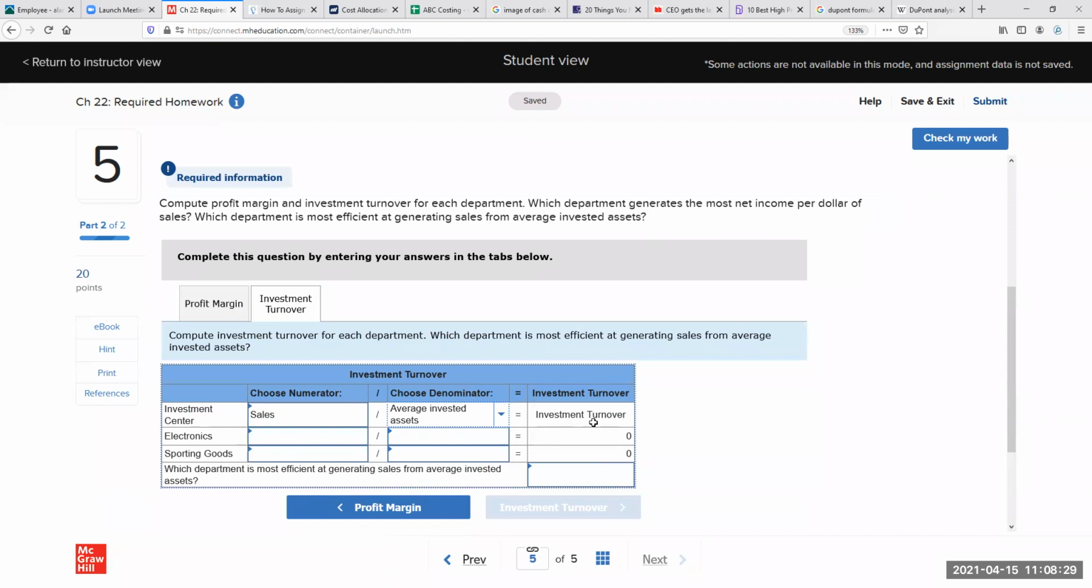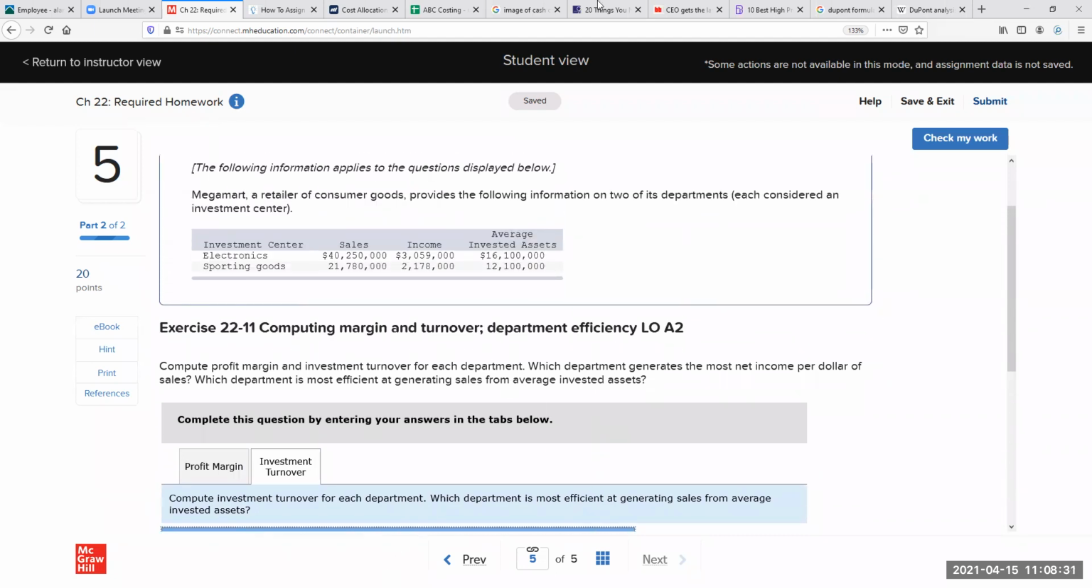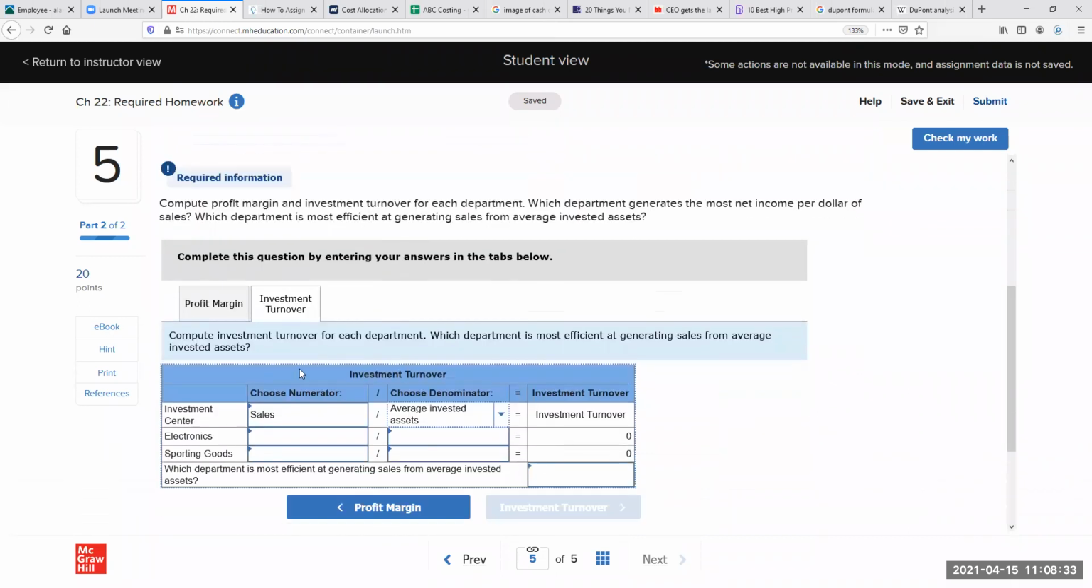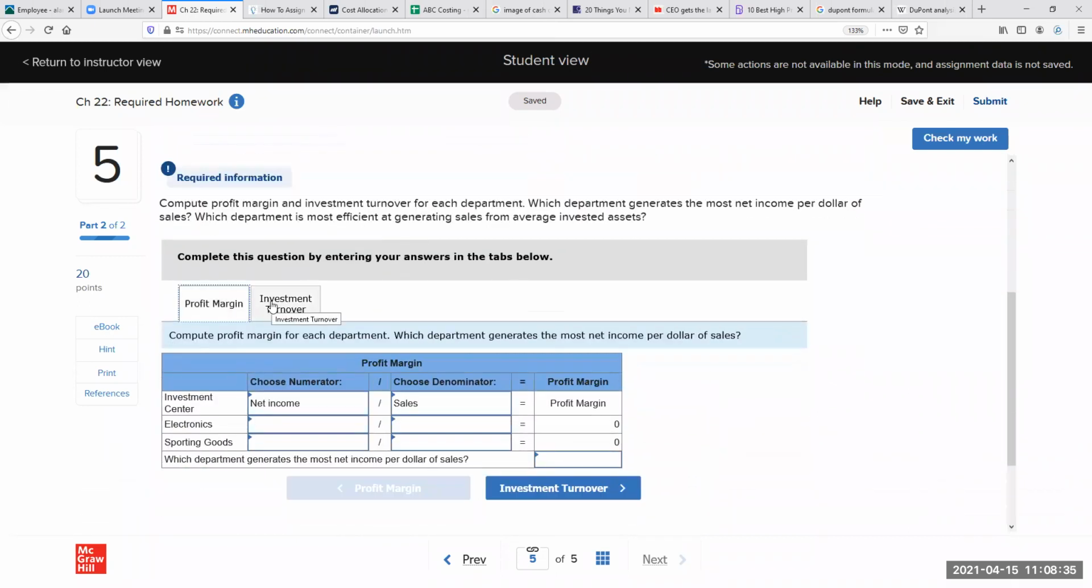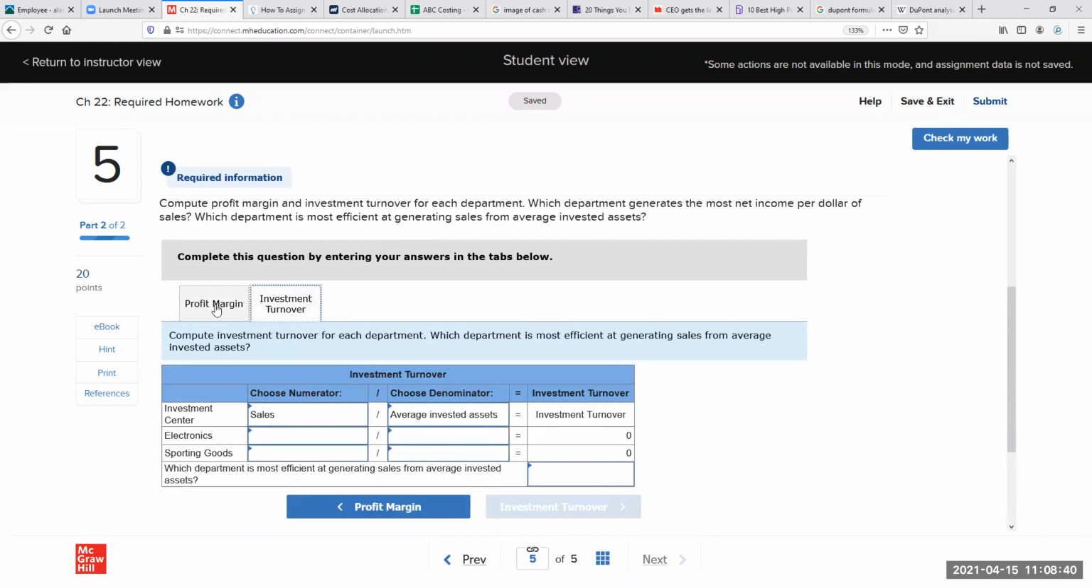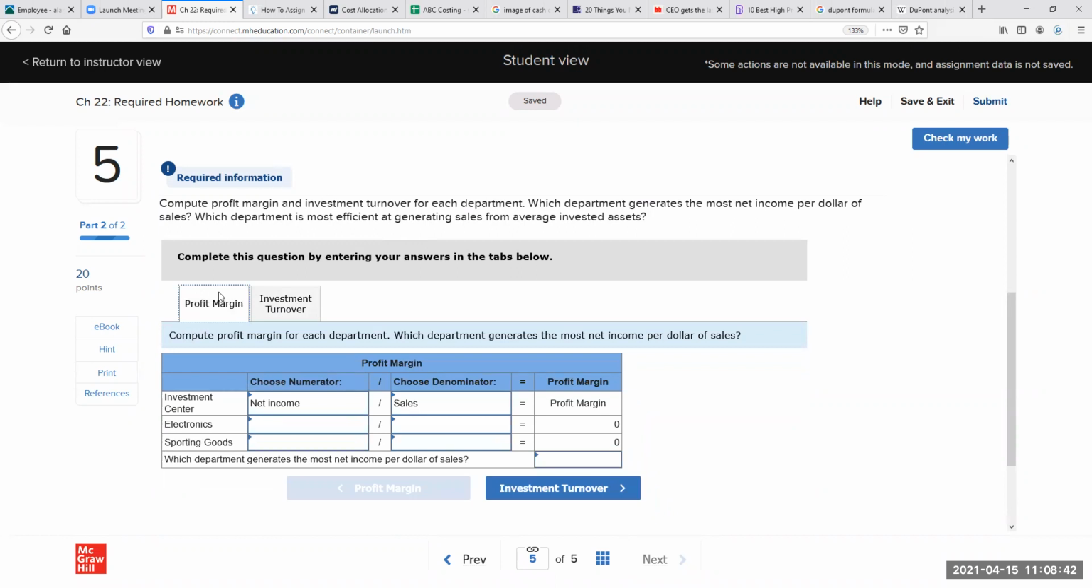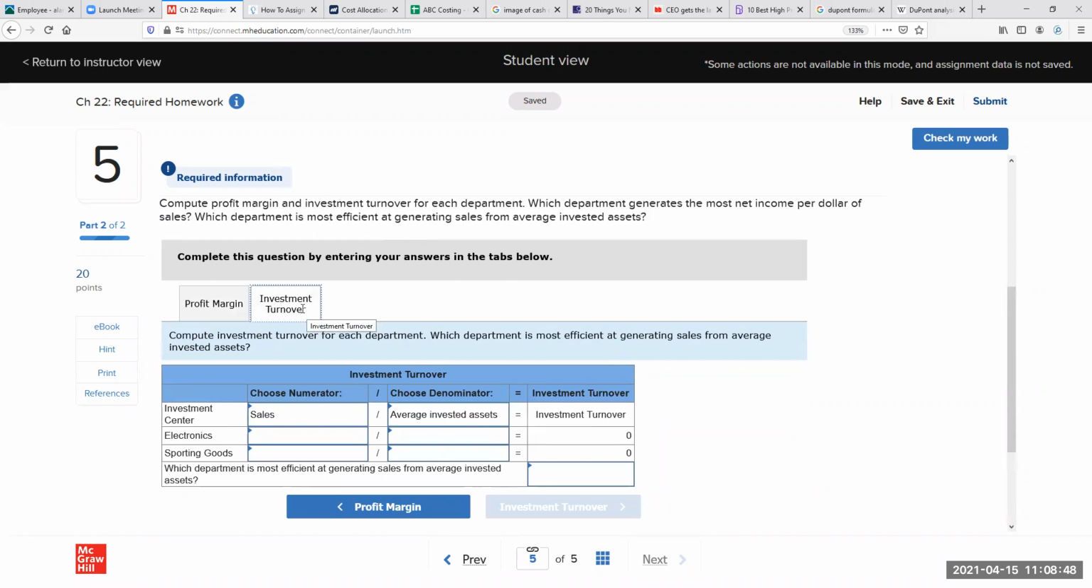All right. So now where did this come from? And this is very powerful. And I didn't learn this 50 years ago. I mean, I don't remember them teaching me the DuPont Formula. So now this tells you the profit margin. So this tells you if you're making enough profit margin on your products, and this tells you your investment turnover.